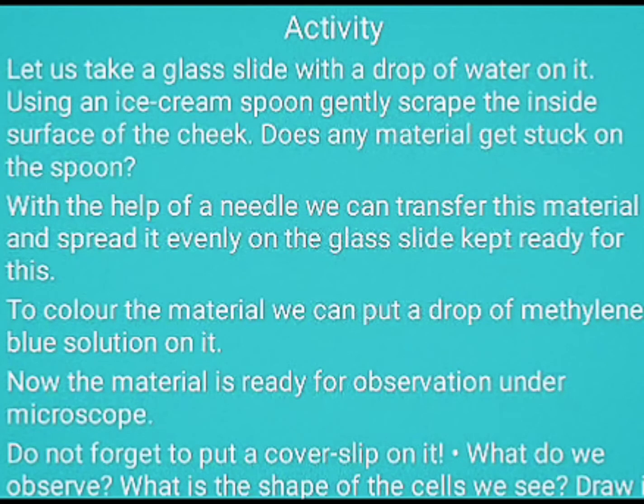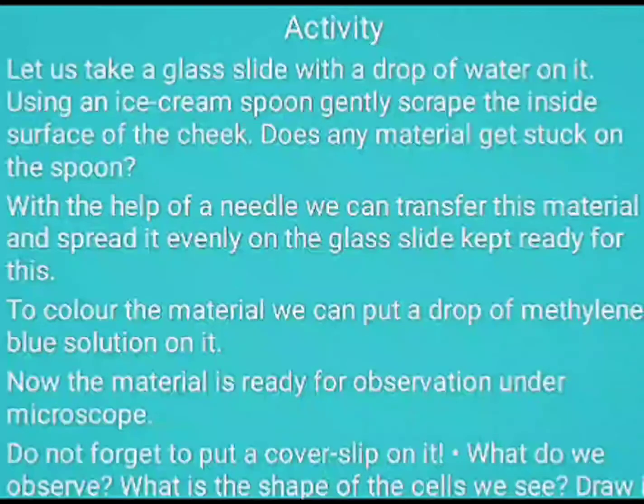Now let us understand with the help of an activity what a eukaryotic cell looks like. Let us take a glass slide with a drop of water on it. Now using an ice cream spoon, gently scrape the inside surface of the cheek. Does any material get stuck on the spoon? With the help of a needle, we can transfer this material and spread it evenly on the glass slide kept ready for this. To color the material, we can put a drop of methylene blue solution on it, which is one type of stain.